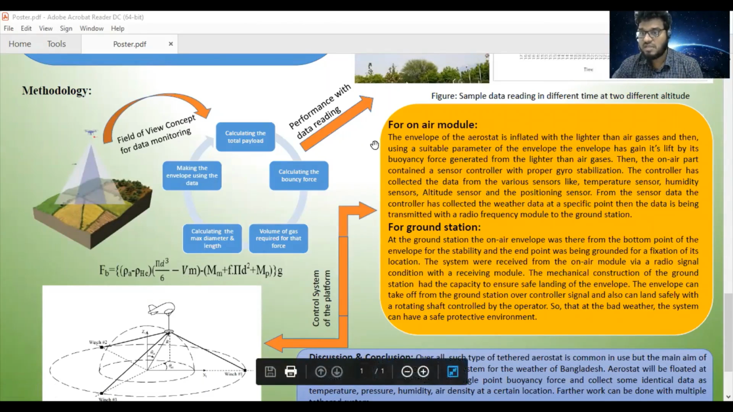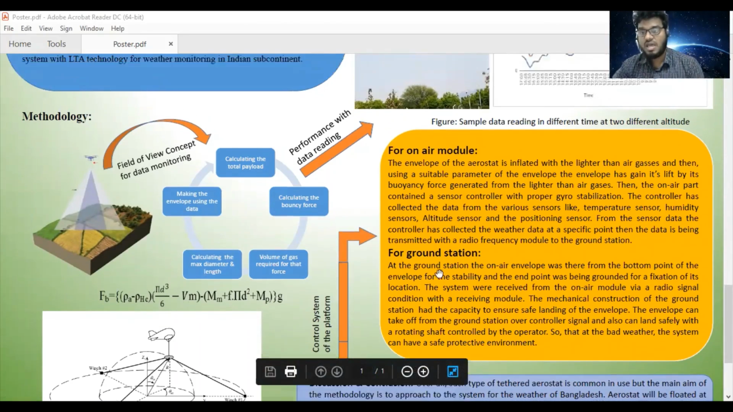This is the main concept, and there will be two modules. One is the air module and the other is the ground station.